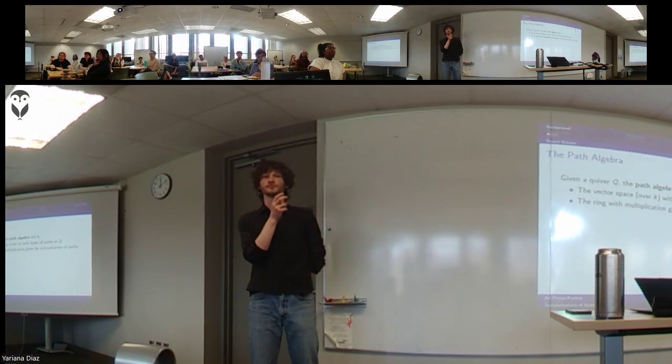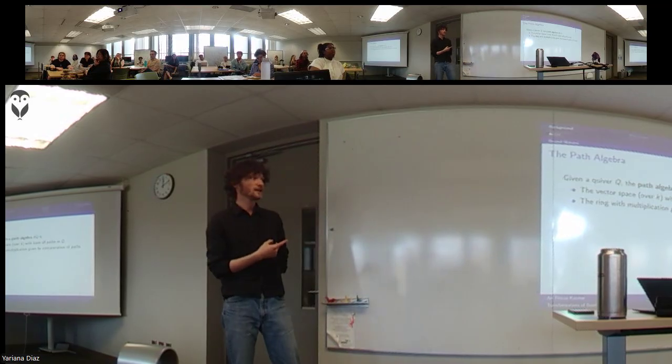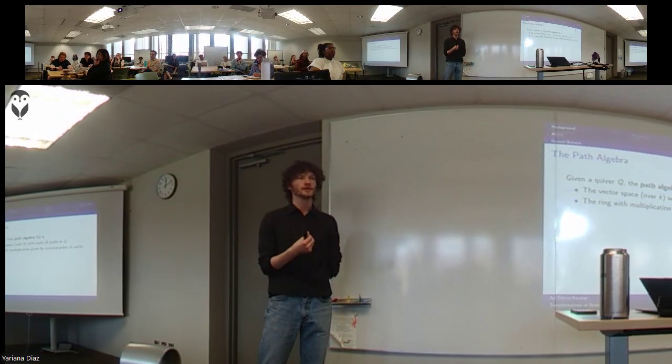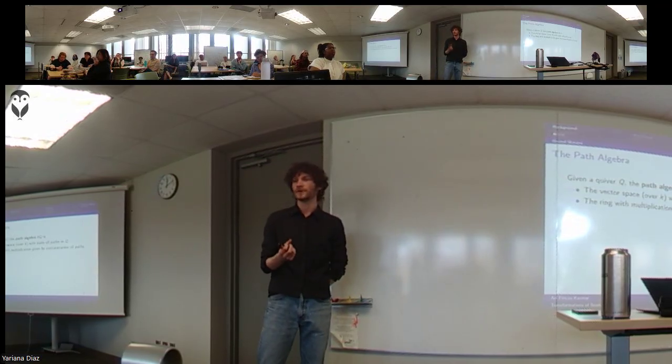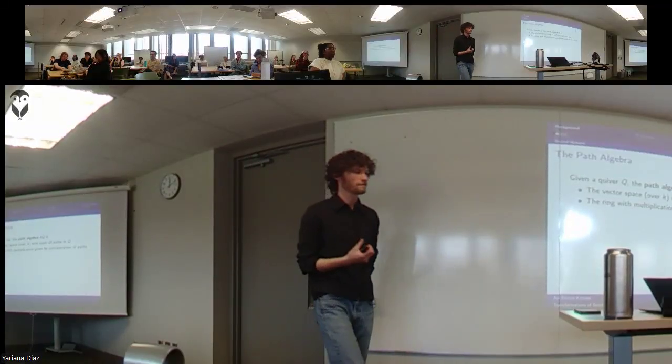And what this is, is two things. It's a vector space over K, whose basis set is the set of all paths in our quiver. But it's also a ring with multiplication structure between basis elements given by the concatenation of paths in our quiver.